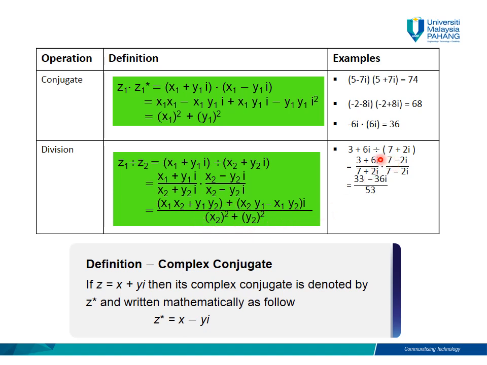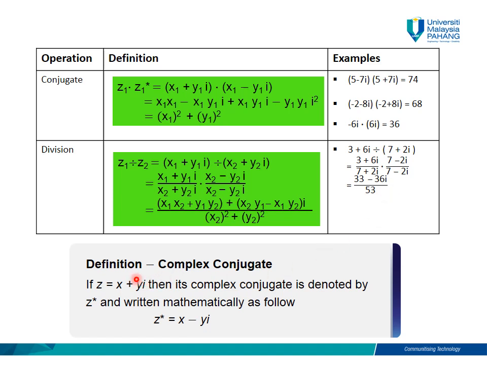For example, this one: 3 plus 6i divided by 7 plus 2i. So we multiply by 7 minus 2i divided by 7 minus 2i. So after all, you will get the below one is a real part only. So we didn't have any imaginary part.